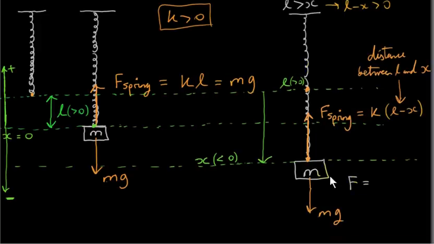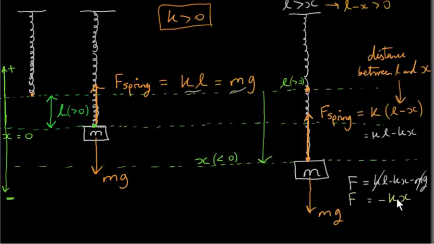Now let's look at the magnitude of the resultant force acting on this mass. Well, we have the spring force, which is kL minus kx, and we have the weight, which is mg. So the weight is in the negative direction. So we have kL minus kx minus mg. But we already know that kL must equal mg. So if kL equals mg, then kL minus mg will give us 0. So here is the resultant force.